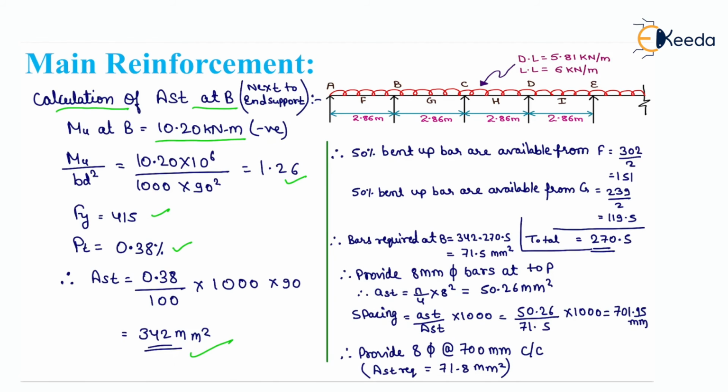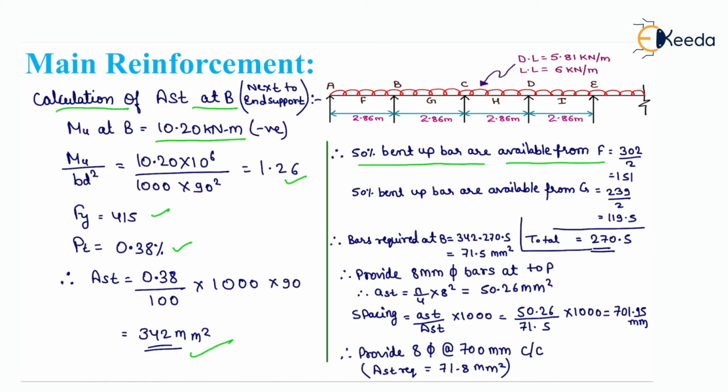The function of bent up bars is to act as shear reinforcement, and they are also provided to resist negative moment, and they are always provided at top. Therefore, to provide reinforcement at B, we have to see how many bars already arrive from F and G, find how much is the requirement, and subtract those to find how much is required as bent up bars. Therefore, 50% bent up bars are available from F.